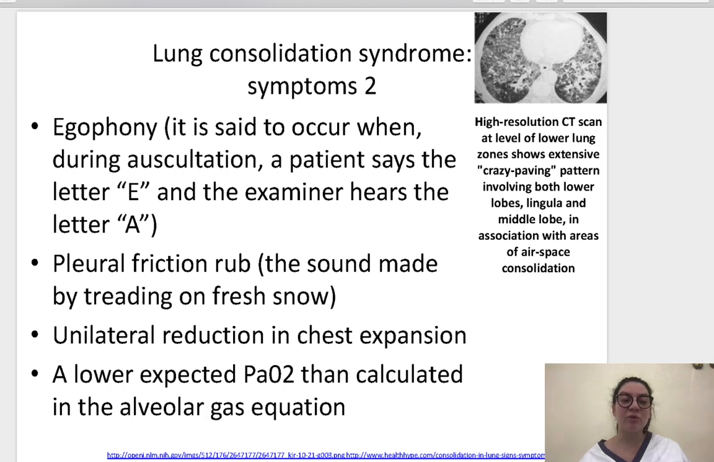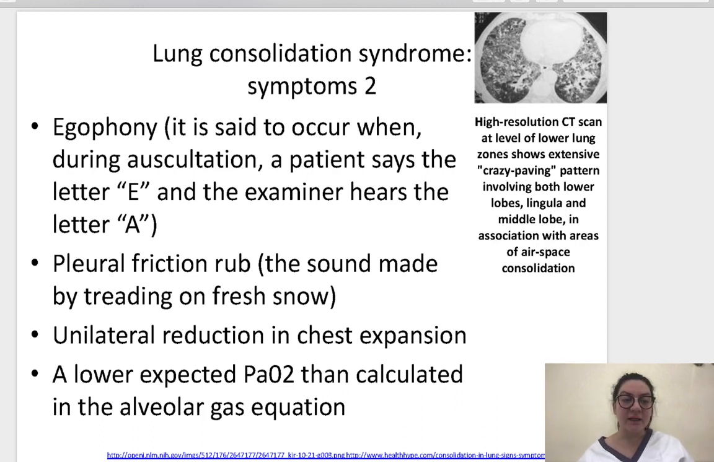Moreover, it can be pleural friction rub, the sound made by treading on fresh snow. When it is connected with the pleura and the pleura has inflammation, in some cases you will learn pleuritis, it can be the sound that we name pleural friction rub. To describe how it sounds, here is the explanation: it is treading on fresh snow. Or you can feel the sound like this, and you can hear something like this sound.